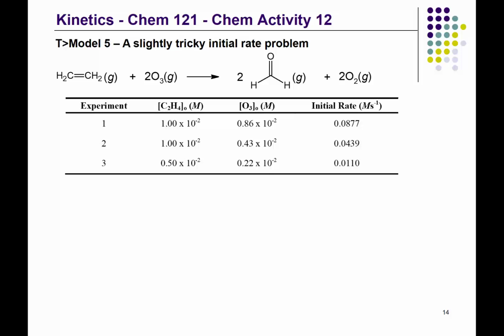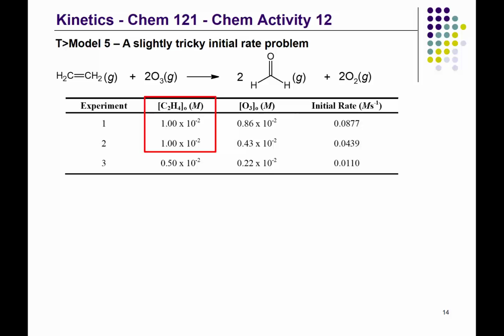So here we have a reaction between ethene and ozone to form formaldehyde, or also known as methanol, and oxygen gas. We're trying to determine the order of the reaction with respect to the ethene and the ozone. As in any initial rate method, it's important that we keep between two experiments a concentration of one of the reactants constant, and then we change the other and see its impact on the rate of reaction.